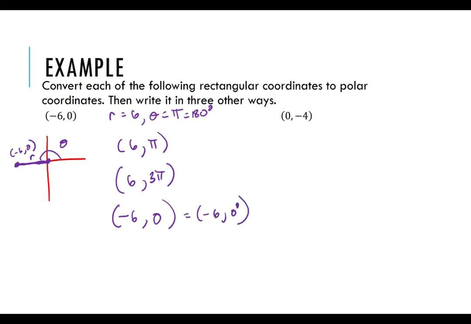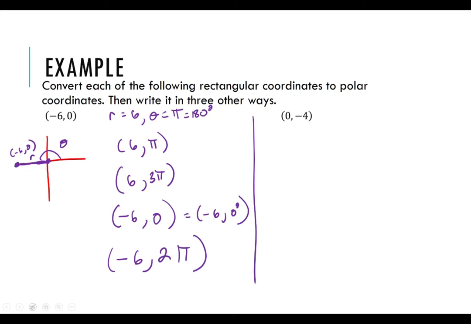And since we said 3 other ways, then we could also use a coterminal angle for a 0 rotational angle, and that could also be written as (negative 6, 2 pi). Alright, so now let's try (0, negative 4).